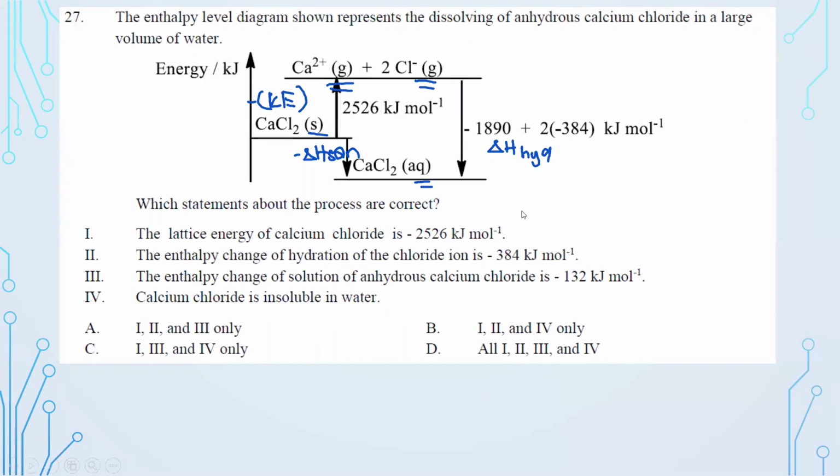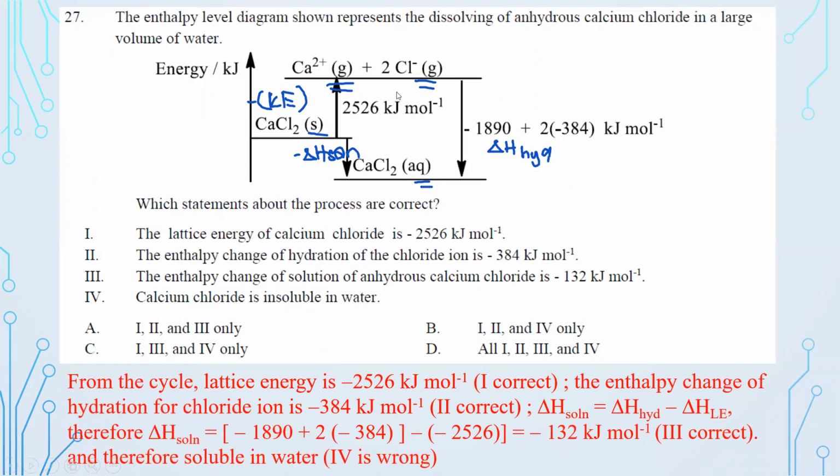Number one, lattice energy of calcium chloride is negative 2526, which is actually correct. Enthalpy of hydration of chloride ion is negative 384. So here this is hydration. So 2 times, that means the 2 belongs to the Cl. So the Cl is negative 384, also correct. And enthalpy of solution of anhydrous calcium chloride is negative 132. If you calculate properly, solution is negative 189 plus 2 times negative 384 minus negative 2526. You get negative 132, which is also correct. And calcium chloride is insoluble, in here is wrong because a negative value indicates that it is soluble in water. So calcium chloride is soluble in water. So the best answer in here is E.